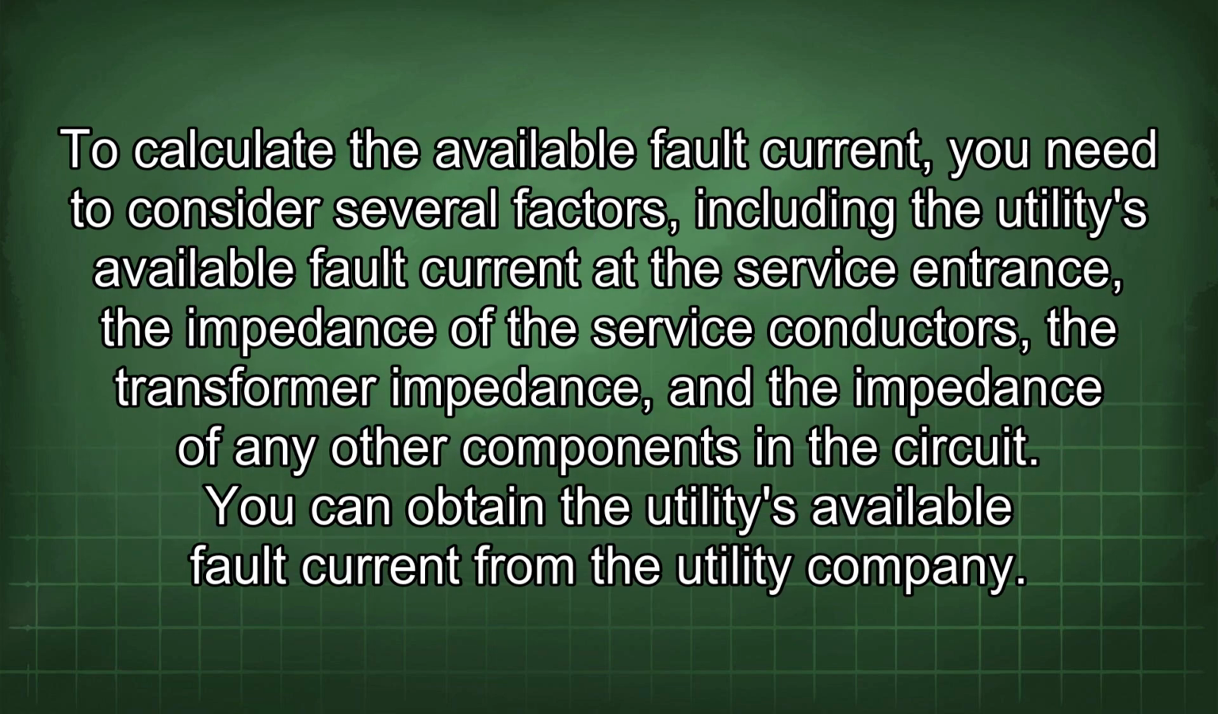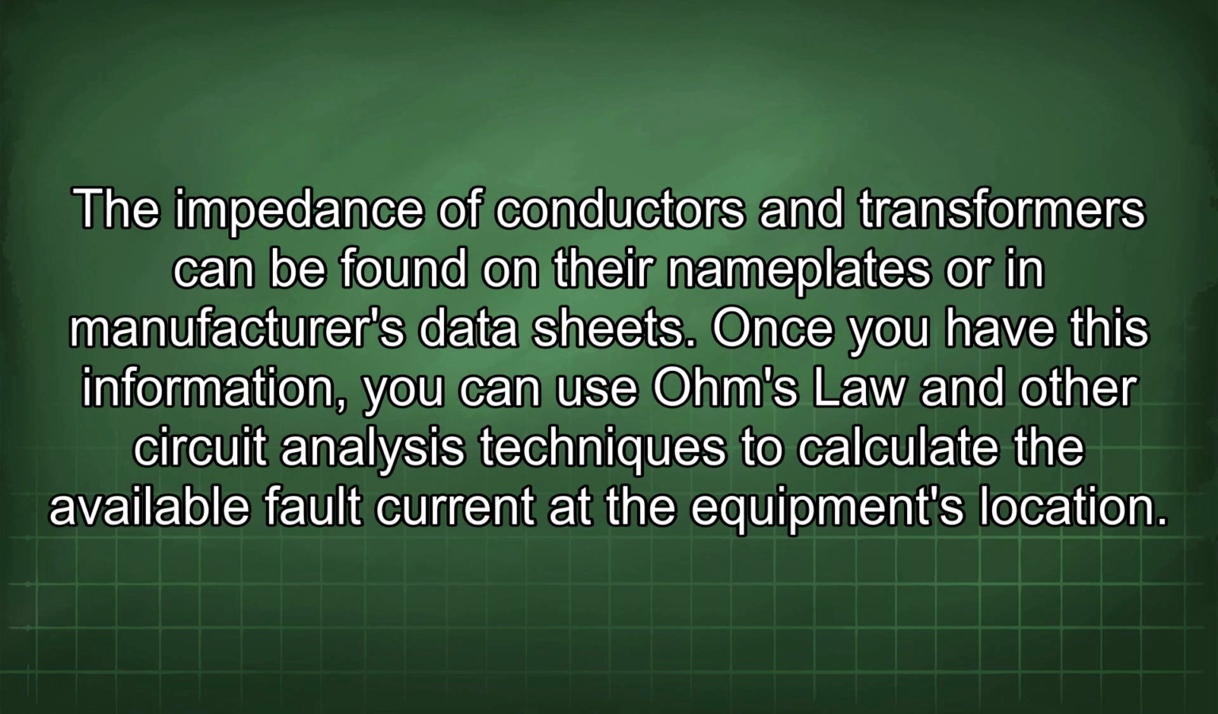To calculate the available fault current, you need to consider several factors, including the utility's available fault current at the service entrance, the impedance of the service conductors, the transformer impedance, and the impedance of any other components in the circuit. You can obtain the utility's available fault current from the utility company. The impedance of conductors and transformers can be found on their nameplates or in manufacturer's datasheets. Once you have this information, you can use Ohm's law and other circuit analysis techniques to calculate the available fault current at the equipment's location.